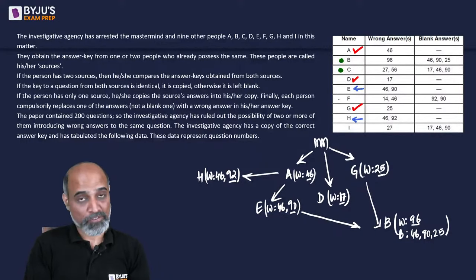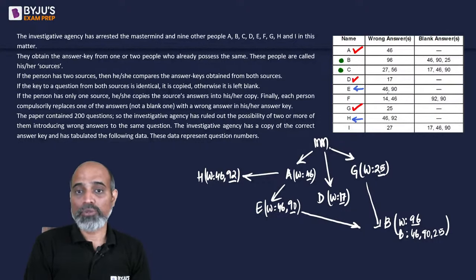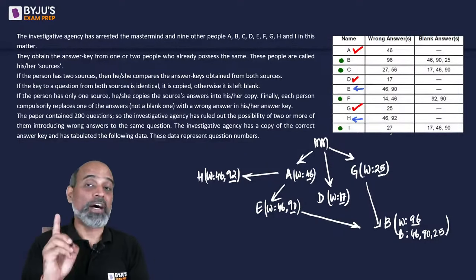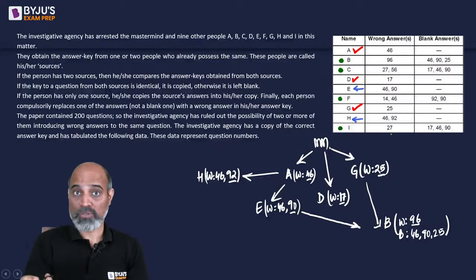If you look at F, F has got 2 blank answers and 2 wrong answers, right? So the 2 wrong answers are 14 and 46. We don't see 14 so far, right? We do see a 46 and then there is a mismatch of 92 and 90. So let's leave F for now. Let's go to I. I has only one wrong answer. So he made a mistake on his own.